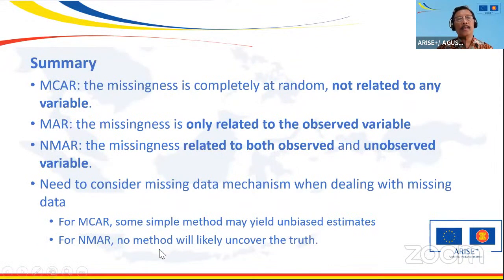So summarizing this, the MCAR missingness is completely at random, not related to any other variables, and MAR is not only related to the observed, while the NMAR is related to both, but mostly to the unobserved.